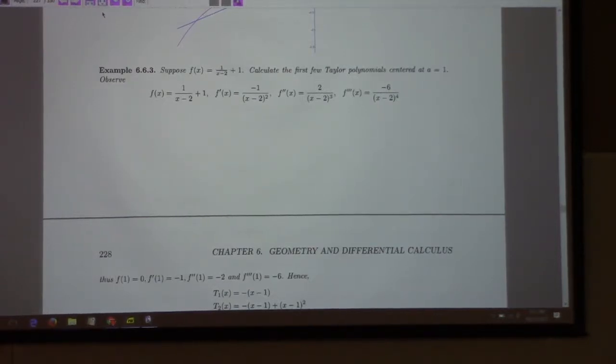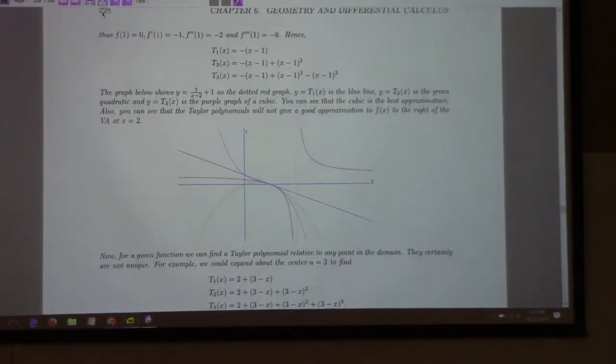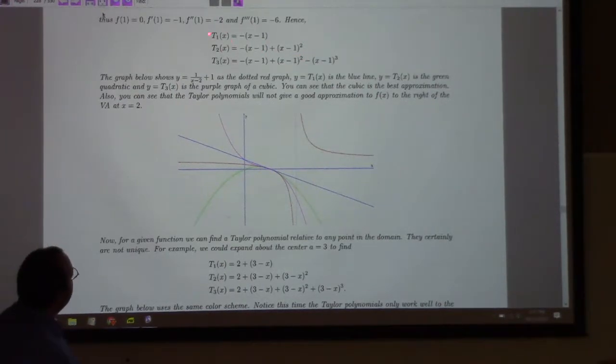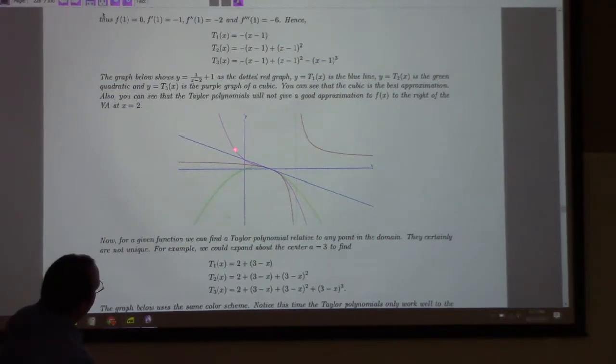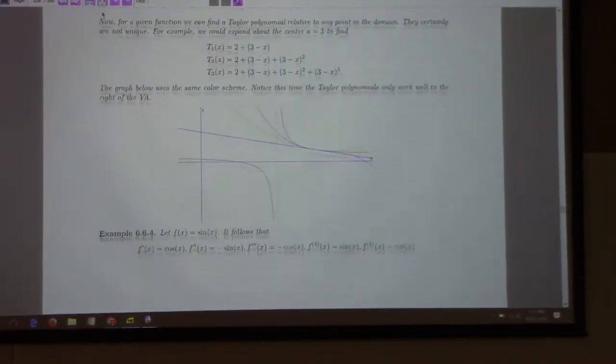Here's another one. The first few Taylor polynomials for 1 over (x minus 2) plus 1. So I calculate some derivatives. And here's the first, second, and third Taylor polynomials centered at 1. For the function. The function I've graphed in red, and as you can see, the tangent line is okay. The quadratic sticks with the function a little bit longer, but the cubic even longer still, right? And as you can see, the function itself has this vertical asymptote. It doesn't matter how high we go, we're not going to be able to cross that vertical asymptote with the approximating polynomials.